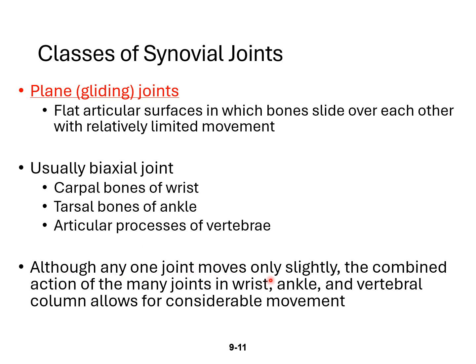Although any one joint moves only slightly, the combined action of the many joints of the wrist, ankle, and vertebral column will eventually allow for considerable movement. And if you don't understand that, try to move your wrist bones on your own. Try to move your ankle bones. You can only move them a little bit because there's only a couple bones in your ankle and your wrist. Now try to see how much you can move from side to side in your chair or wherever you're sitting right now. Because there are a lot more vertebrae, there's a lot more movement from side to side because there are a lot more plane or gliding joints in your vertebrae.